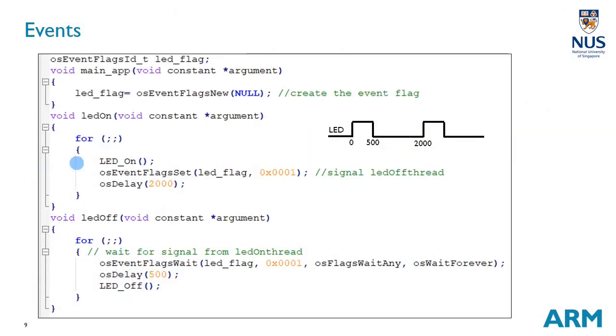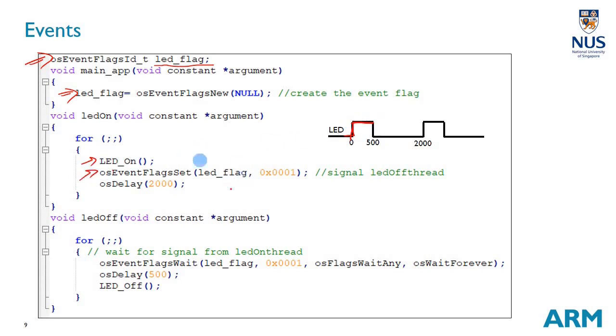Over here we have created an event flags ID called LED flag, and we're going to call the OS event flags new in the main app. This is the main task or the first task that runs. We create this event flags new, and then we have two other tasks here, LED on and LED off. Let's assume the LED on runs first. It will switch on the LED over here, and then it will set the LED flag.